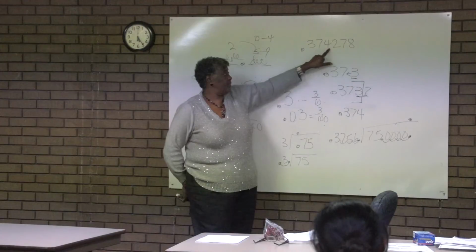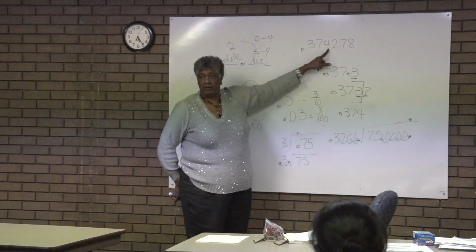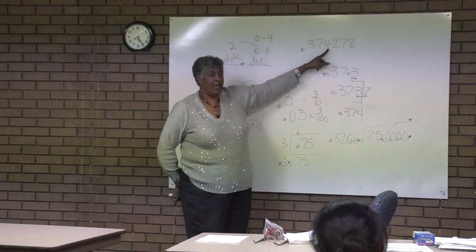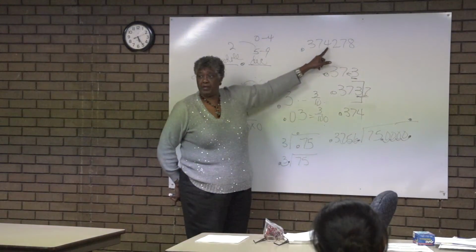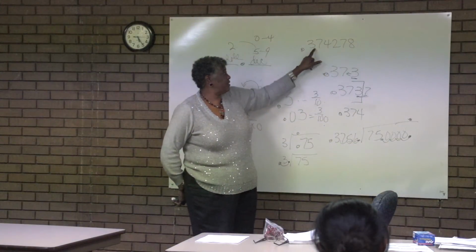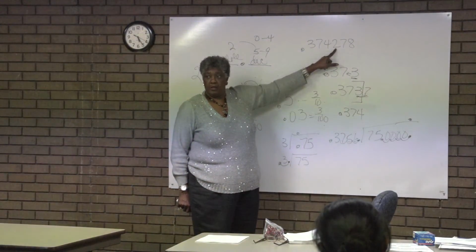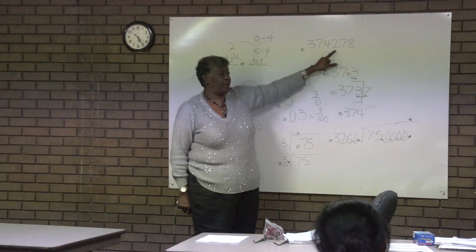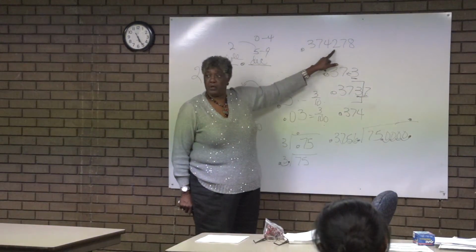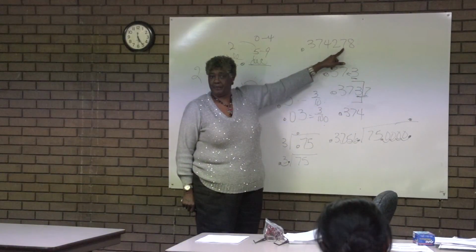If they ask me to round this to the nearest thousandth, what would my answer be? Say it again? 374 thousandths, because this 2 is not big enough to make that a 5. If they told me to round it off to the nearest 10,000th, my answer would be what? 3,740. Because that 7 would make this go up to 3. This 8 would make this go up to 8.